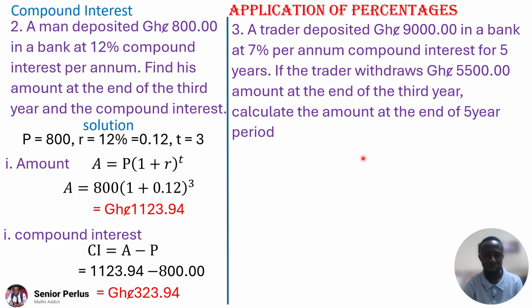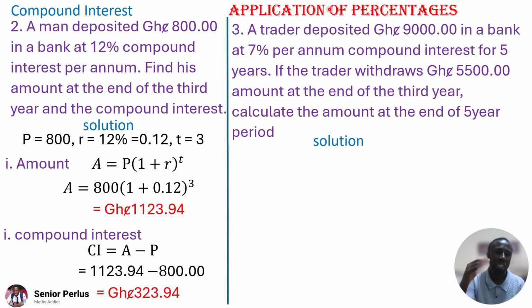A trader deposits 9,000 Ghana cedi in the bank at 7% per annum compound interest for 5 years. If the trader withdraws 5,500 Ghana cedi at the end of the third year, calculate the amount at the end of the fifth year, 5 years period. So here, the person deposits this in the bank at the rate of 7% for 5 years, okay? And there's a withdrawal on the third year.